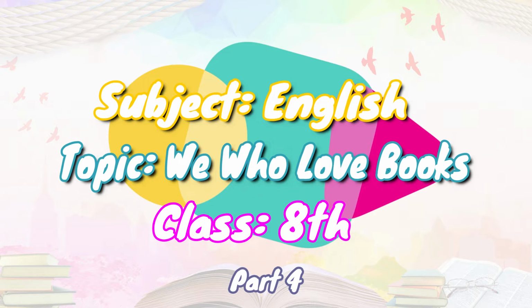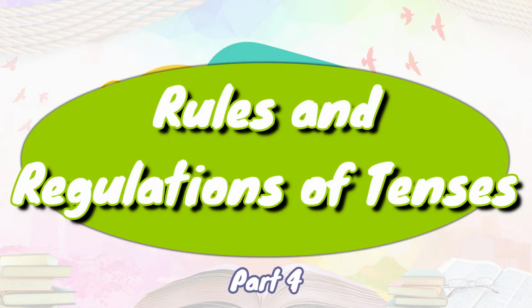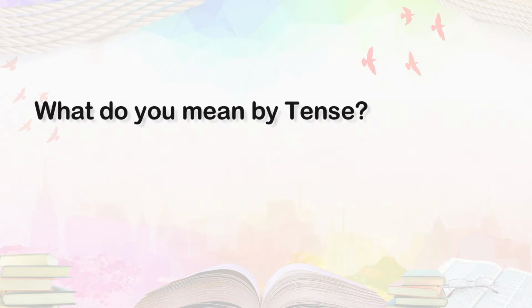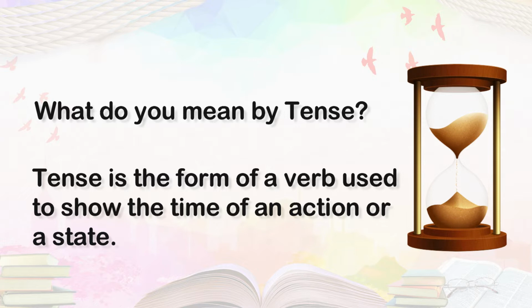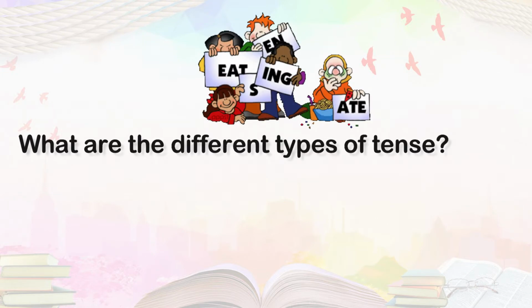Dear children, in today's session we will learn the rules and regulations of tenses. But proceeding further, let me know what do you mean by tense? Very good. Tense is the form of a verb used to show the time of an action or a state. Okay, now let me know what are the different types of tenses.